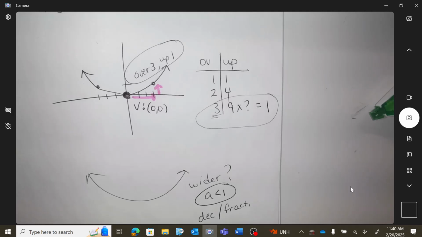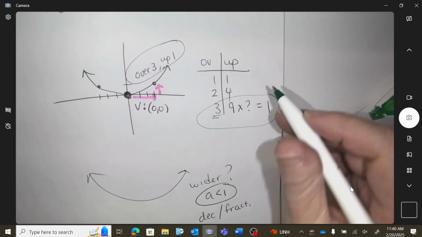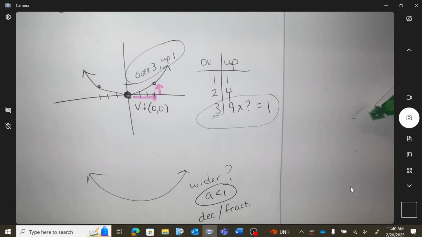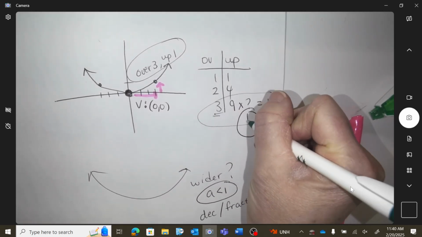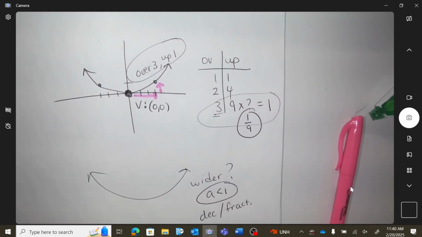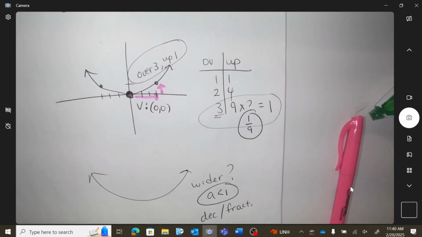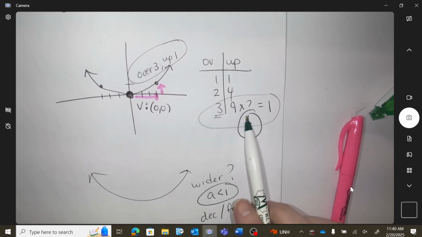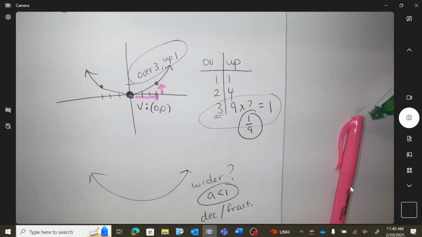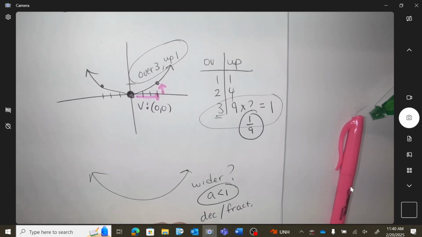So therefore 9 times... Okay, quiet people. Here's a candy. Who has a fraction? 1/9. Right? Do you see it? 9 times 1/9. Right? Because then it cancels away my 9s and I get a 1. Is this smaller than 1? Would it make something wider? Yes. Okay.